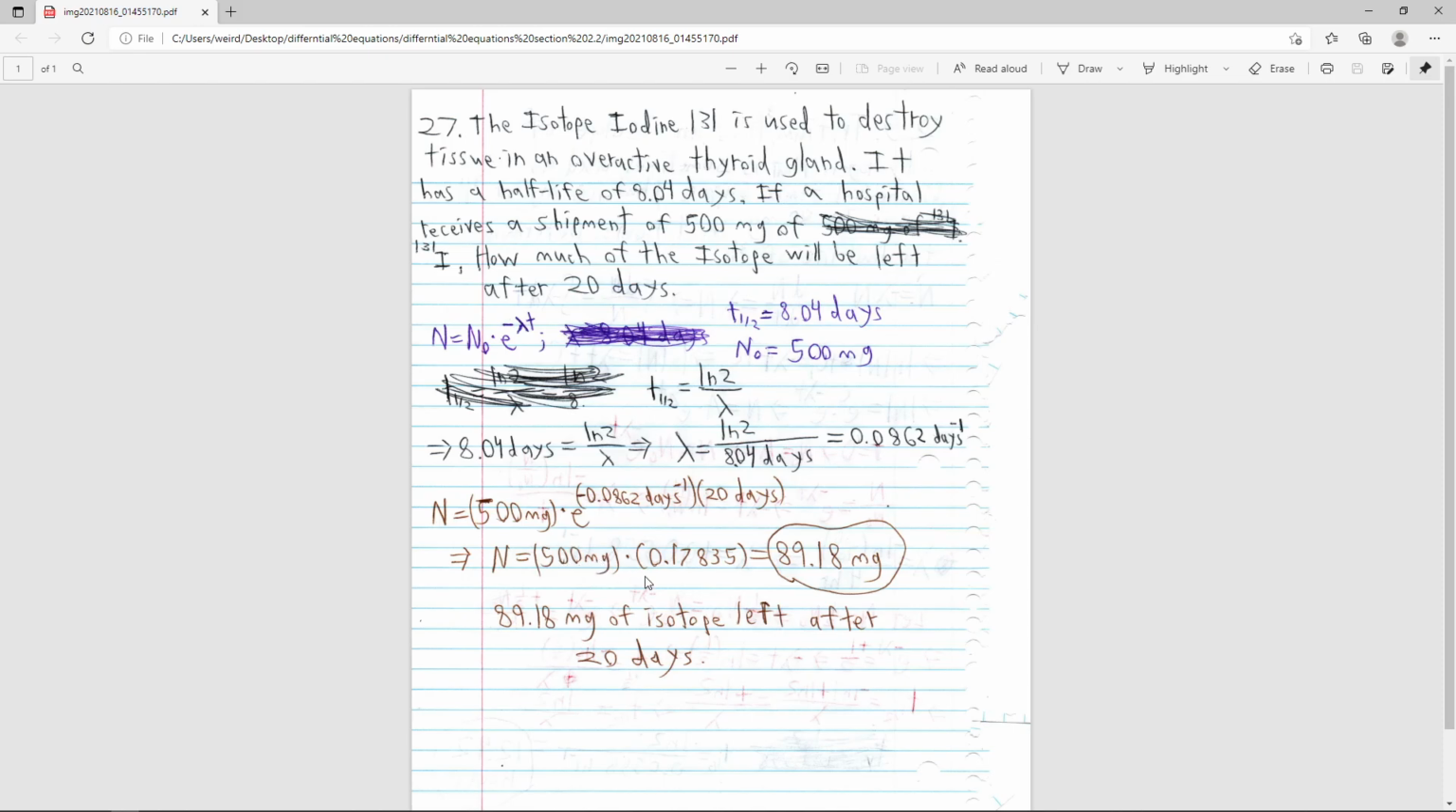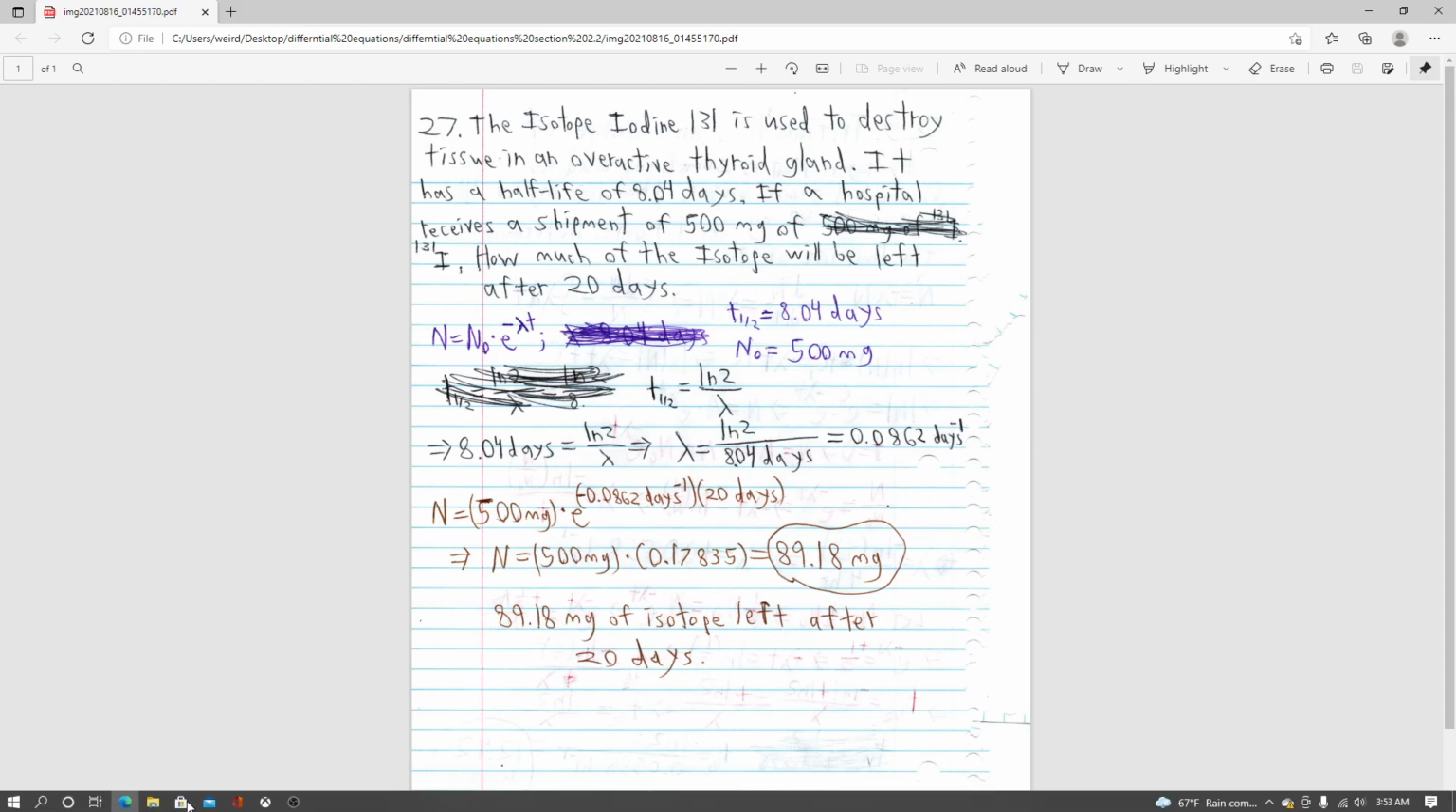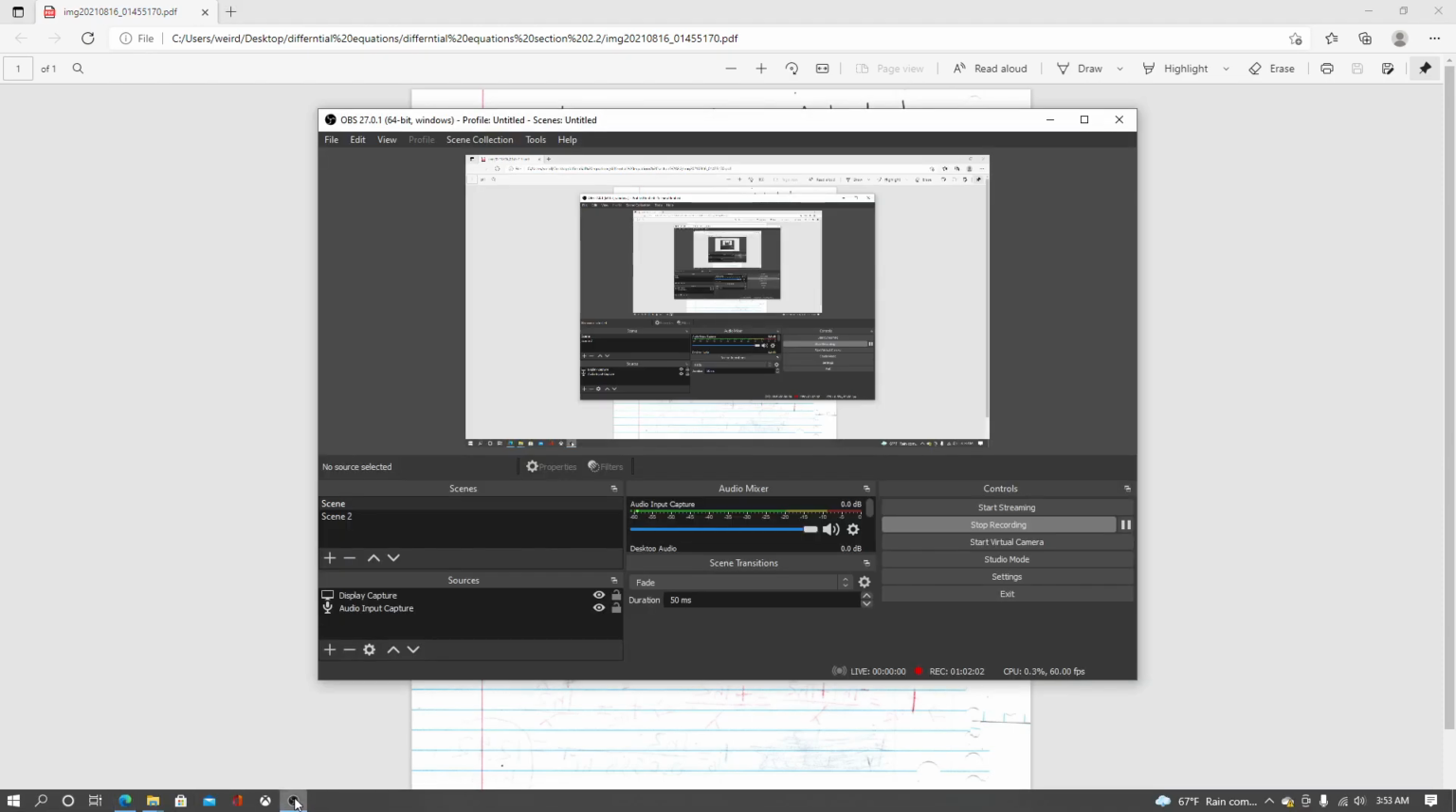So it's 500 milligrams times what this amounts to, which is 0.17835, and then it's 89.18 milligrams. So 89.18 milligrams of isotope is left after 20 days. Approximately, because there's some rounding involved, of course. But that's about what we're left with. And that's it.